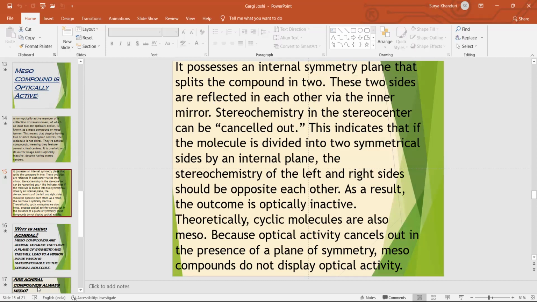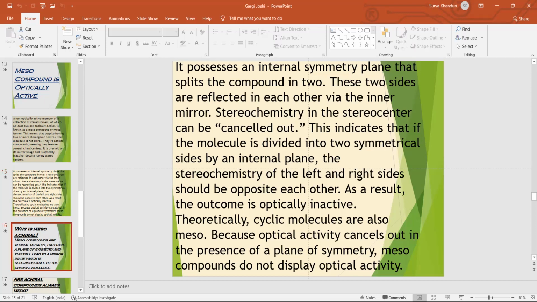Stereochemistry in the stereocenters can be cancelled out. This indicates that if the molecule is divided into two symmetrical sides by an internal plane, the stereochemistry of the left and right side should be opposite each other. As a result, the outcome is optically inactive. Theoretically, cyclic molecules are also meso because optical activity cancels out in the presence of a plane of symmetry. Meso compounds do not display optical activity.